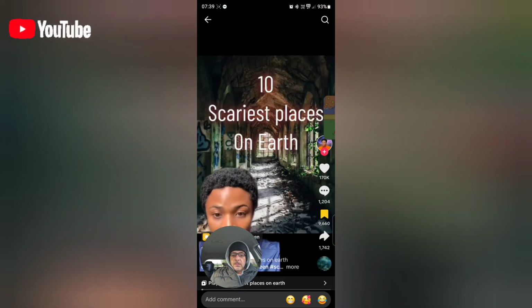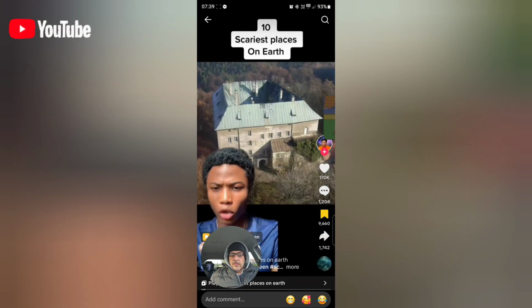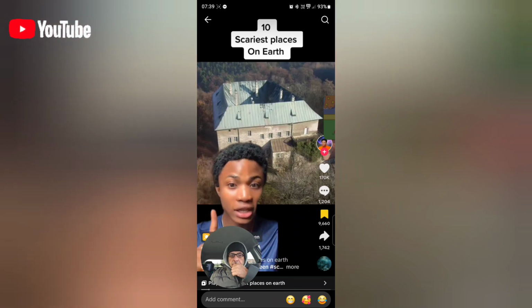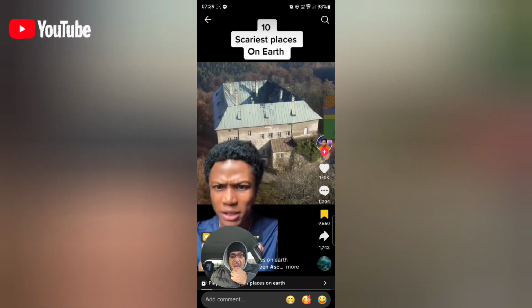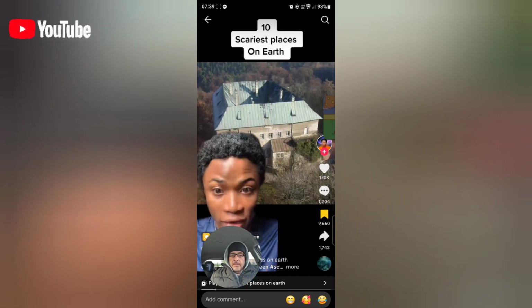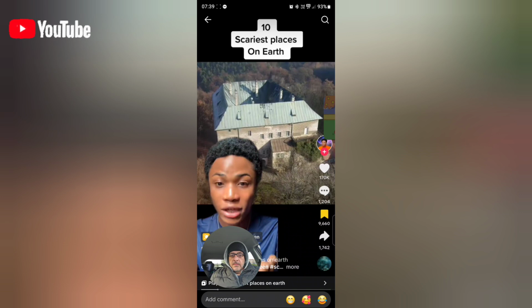Blew my mind. Top 10 scary places on Earth. Number 10, Hauska Castle. The Hauska Castle is considered the gateway to hell. I will explain. You see this castle here? All the doors and windows you see are fake. They don't lead anywhere. This castle has no entrance and no exits.